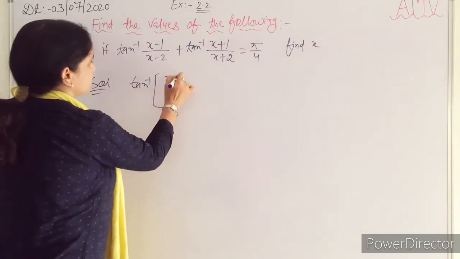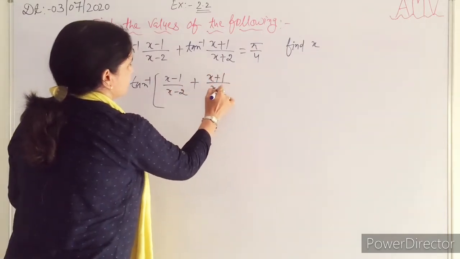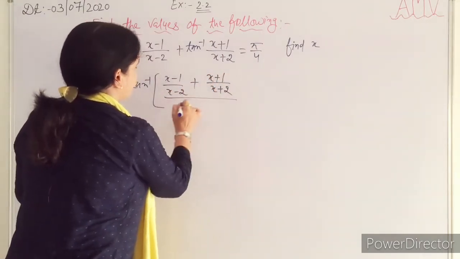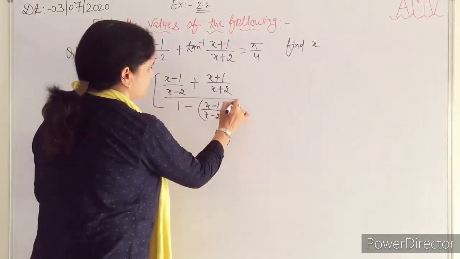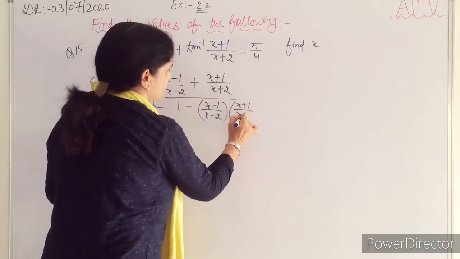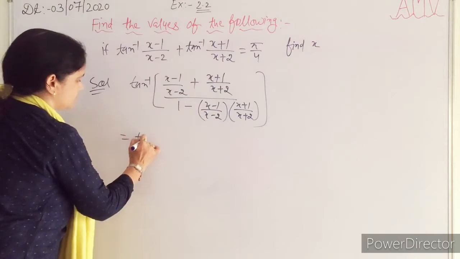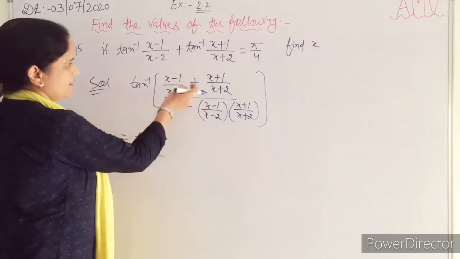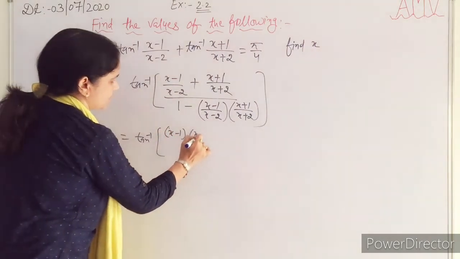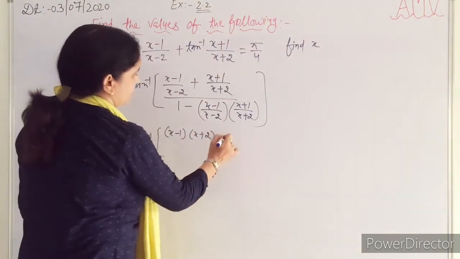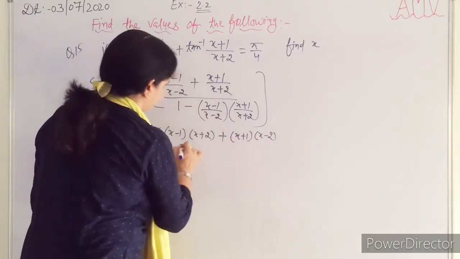It's tan inverse of x minus 1 upon x minus 2 plus x plus 1 upon x plus 2, over 1 minus x minus 1 upon x minus 2 multiplied by x plus 1 upon x plus 2. And now solve it by taking the LCM. It is x minus 1 times x plus 2, and here plus x plus 1 times x minus 2.